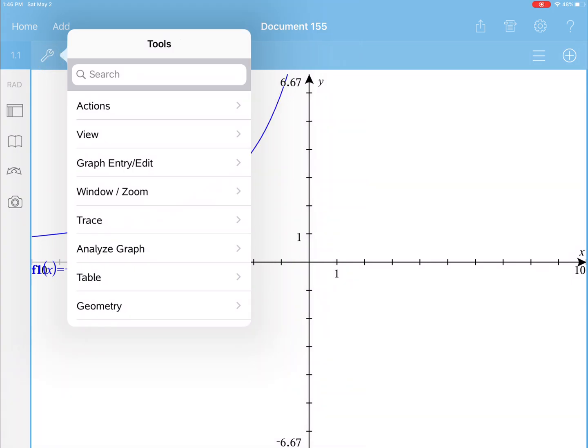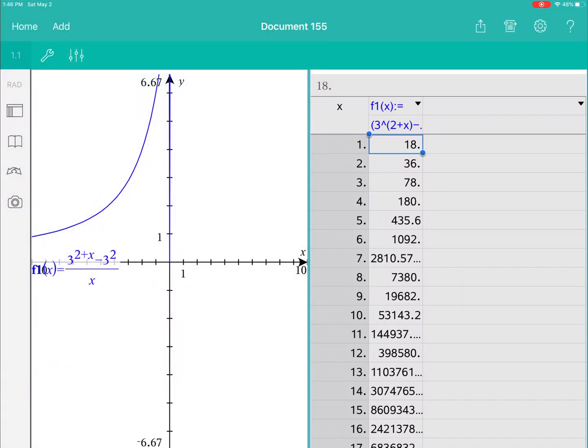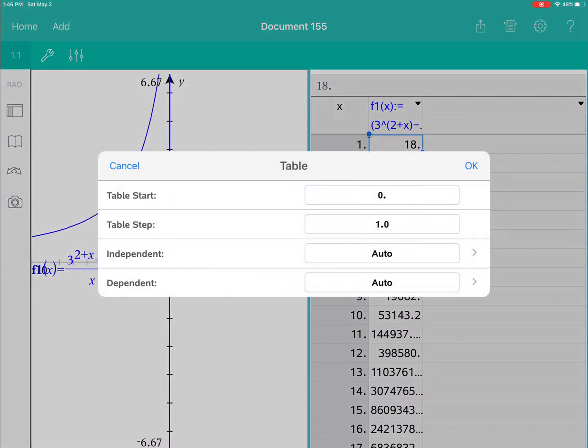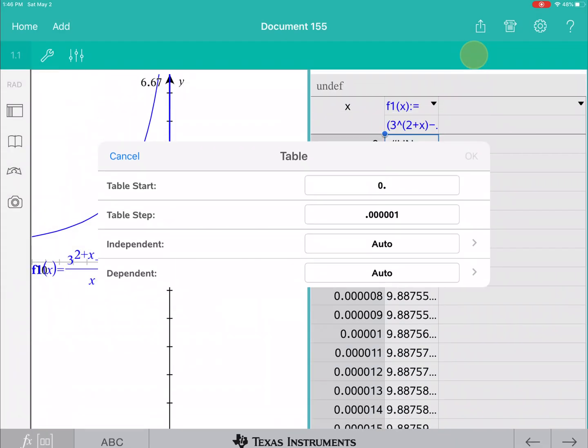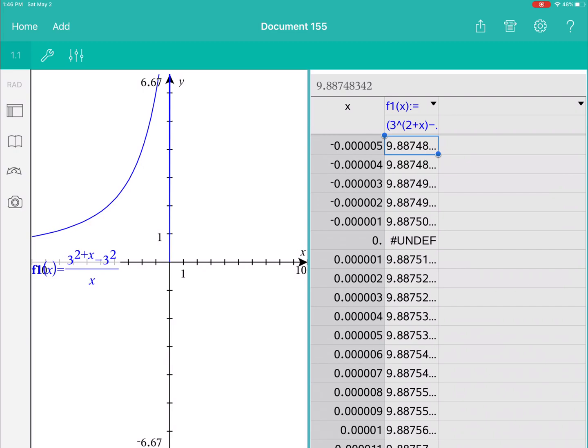So I am going to go to the table. We're going to do a split screen table, and we want to get as close to 0 as we possibly can. So that means we have to go back to the table. We're going to edit the table settings. We're going to start it at 0, and we're going to change it as close to 0 as possible. Remember, I told you to put 5 zeros in. And it looks like the slope of the line, if you get super close to 0, the slope is 9.888.